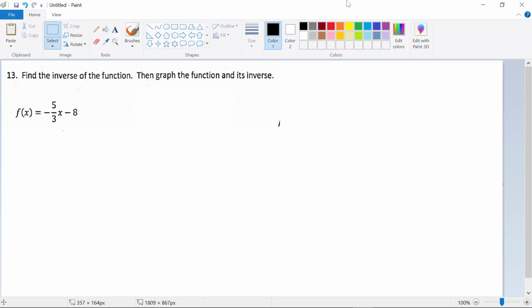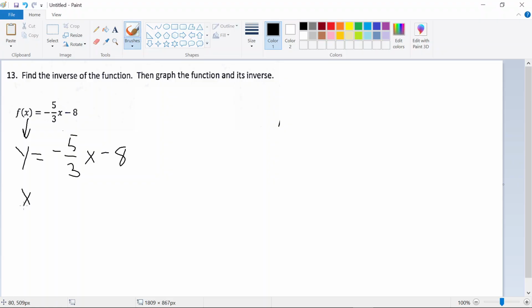13. Find the inverse of the function, then graph the function and its inverse. Here are the steps to find the inverse of a function. If it says f of x, turn that into a y, equals minus 5 thirds x minus 8. Step 2, change any y's to x and any x's to y.